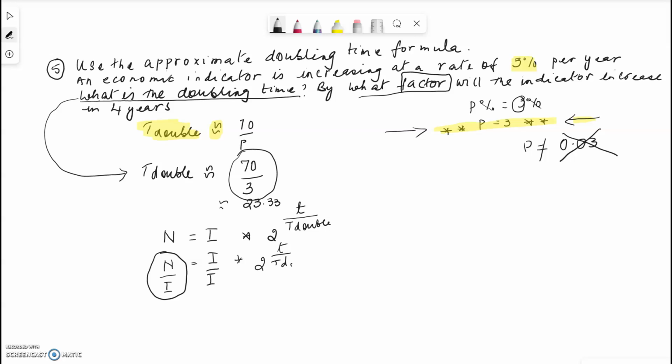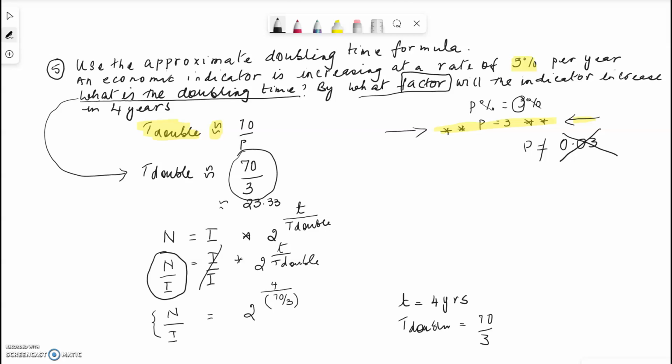So we're using the same formula as we did in the previous 4 problems. The growth factor N over I is a ratio, so it gives us the growth factor, which is equal to 2 to the power of the time that has gone by, 4 years, over the doubling time, which is approximately 70 over 3, and that's what we're going to use, the approximate measure. So 4 divided by, in parentheses, 70 divided by 3.